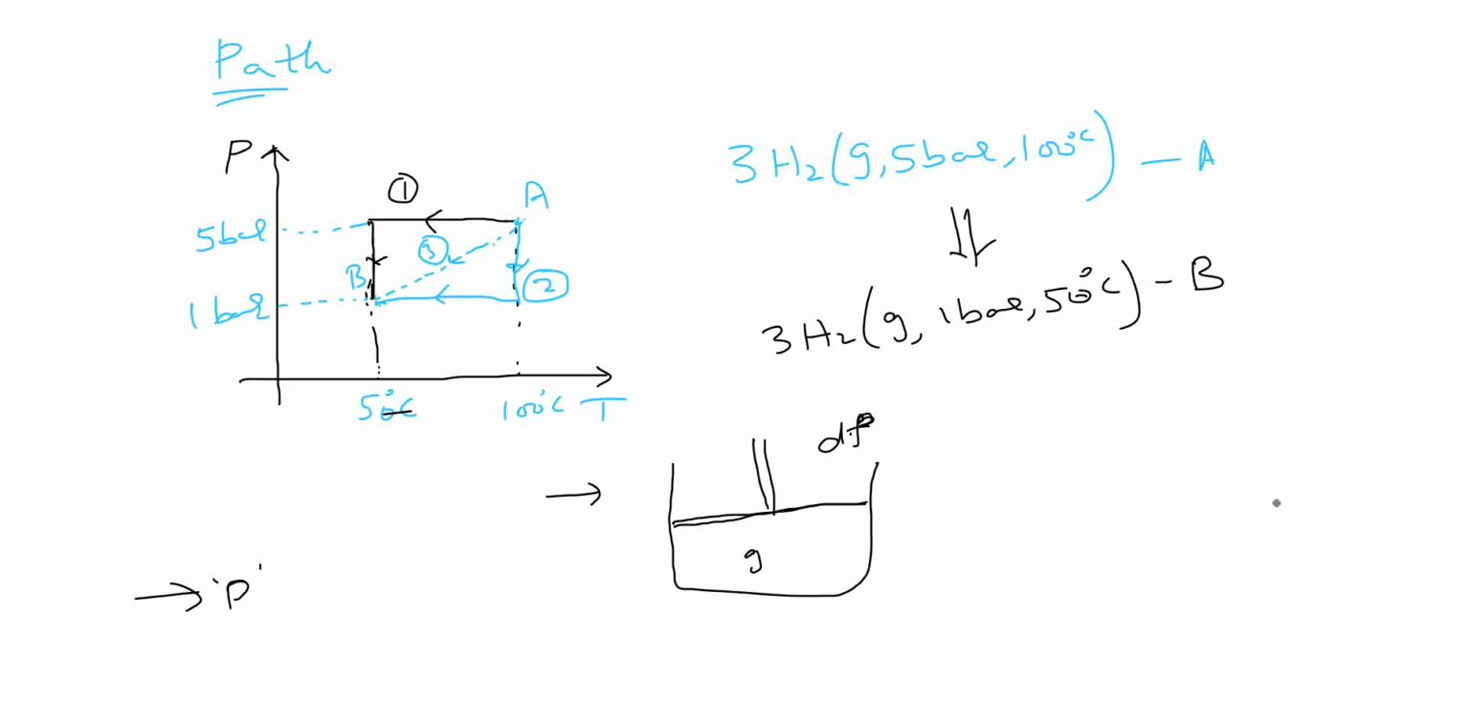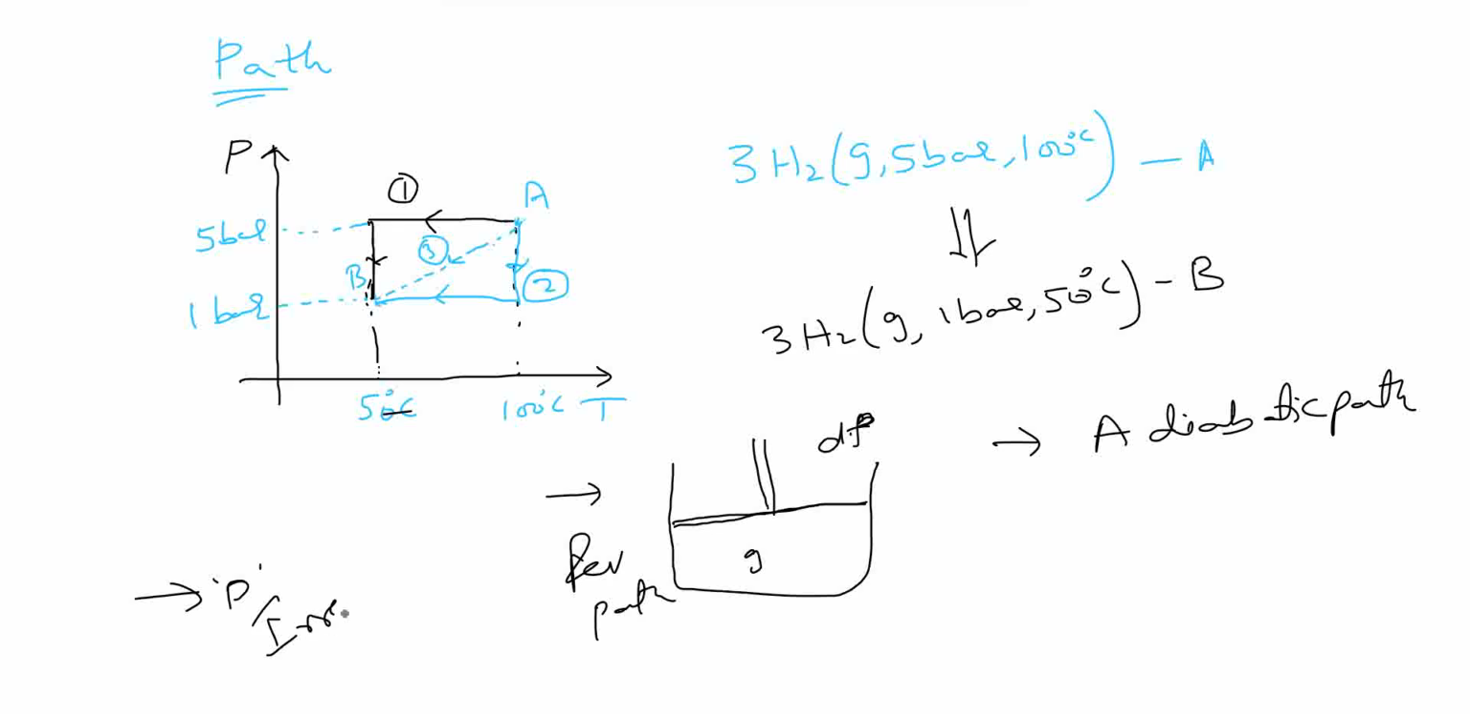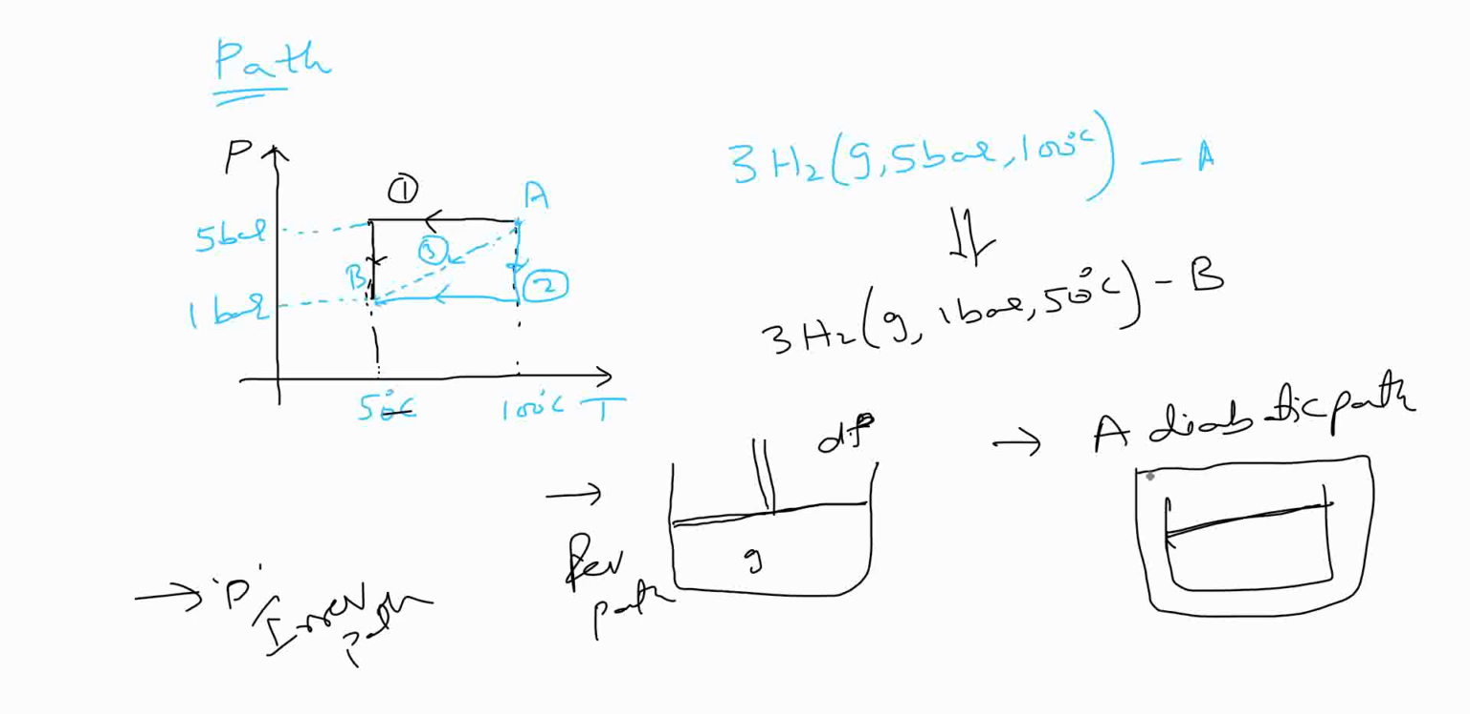There is also another path which is called the adiabatic path. So this is a reversible path and this is an irreversible path. And in the case of the adiabatic path, we insulate the system with thermal insulation so that there is no heat exchange with the surroundings. That process is called an adiabatic process.